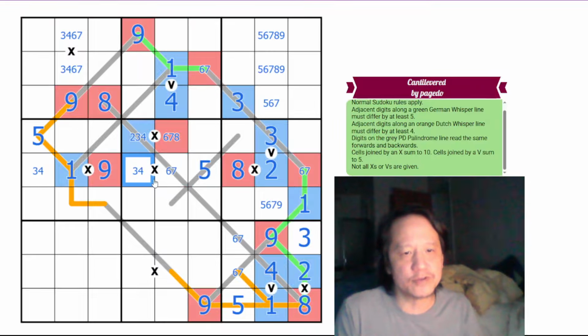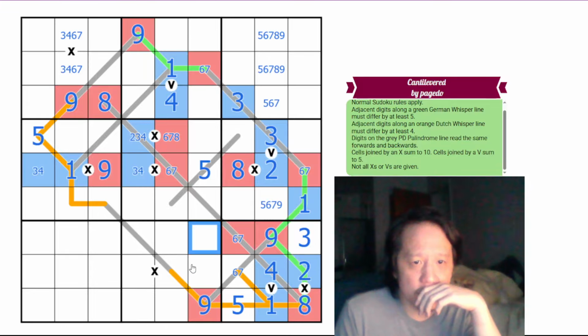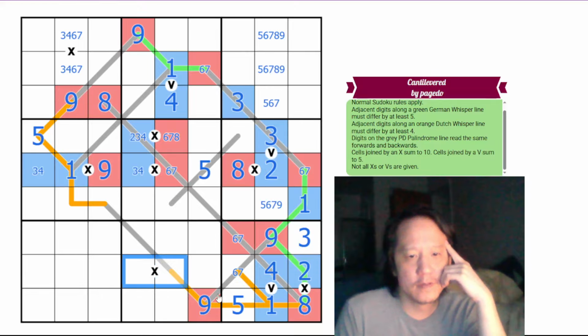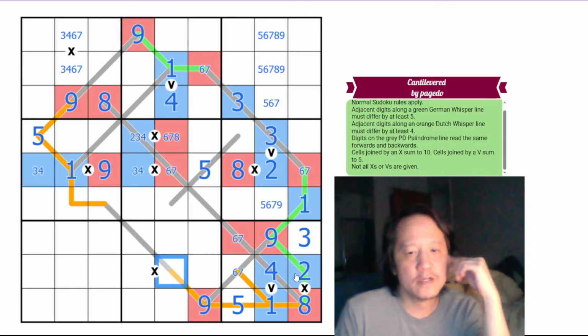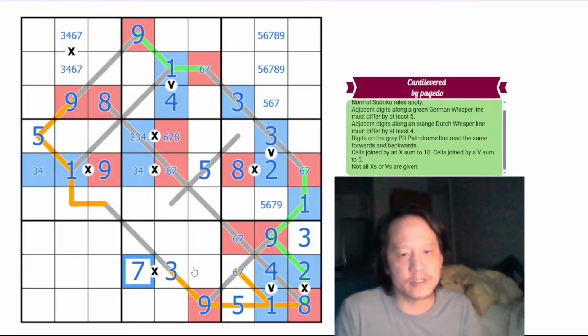That makes this 3 or 4 here. So this is a low, and this is a low, and this is high, which matches that high. This adds up to 10, and this has to be 4 or more away from 9. So it has to be 1 or 3. Cannot be 5 because 5 can't be next to an X. So this is 1, 3. This cannot be 1 and 9, so it's 3 and 7. So this is 3 and 7.